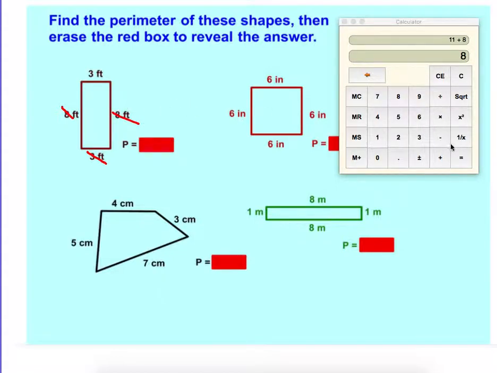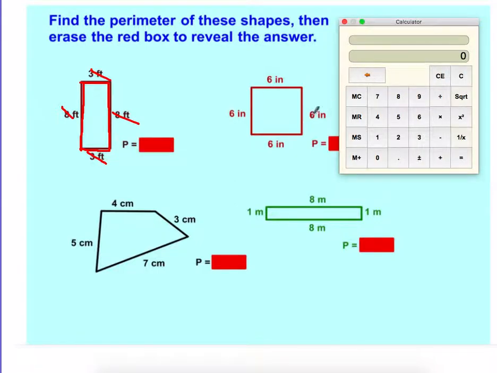Mark it off. And that's 19, plus another 3. Mark it off. And that equals 22. So our perimeter on this shape right here, remember we're measuring all the way around the shape, is 22.